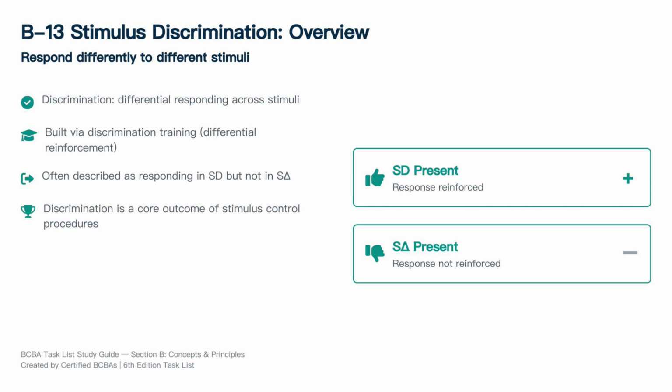Discrimination is what happens when stimulus control becomes sharp, responding differently to different stimuli. It's built through discrimination training using differential reinforcement, and you'll often see it described as responding in the presence of SD, but not in the presence of S delta, which is exactly the pattern the exam wants you to recognize.